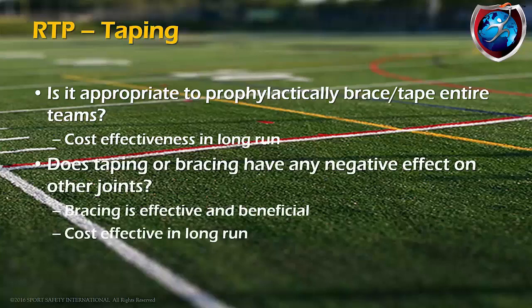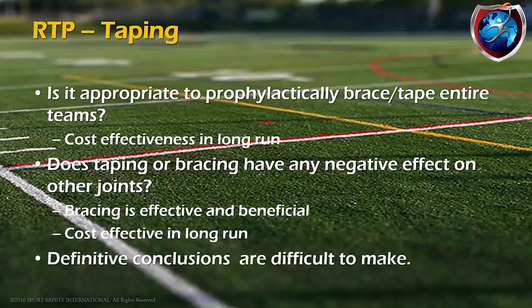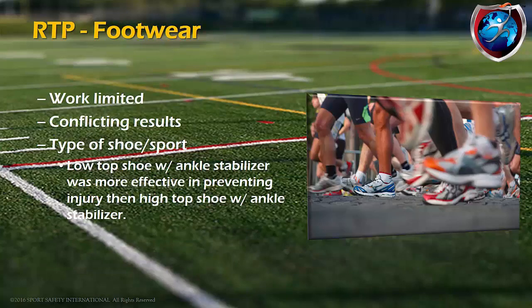An additional issue that needs to be evaluated is whether bracing or taping the ankle has any negative effect on other joints in the lower extremity, specifically the knee. To date, bracing or taping the ankle does not seem to increase the prevalence of knee injuries. Due to very small sample sizes, definitive conclusions are difficult to make. Work on the role of footwear in the incidence of ankle injuries has been limited and produced conflicting results. One of the differences may be related to the type of athlete being studied. In basketball players, those with high-top shoes and taped ankles were more effective than low-top shoes and taped ankles.